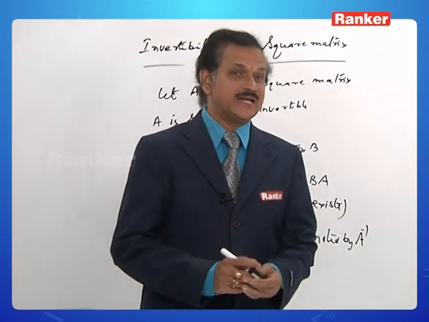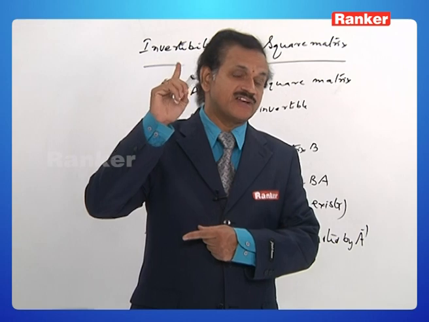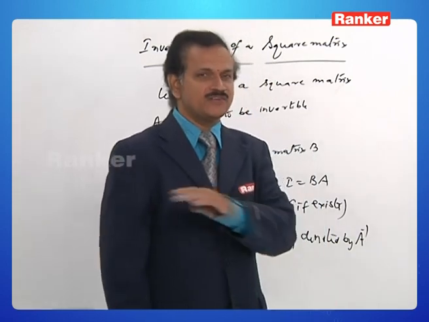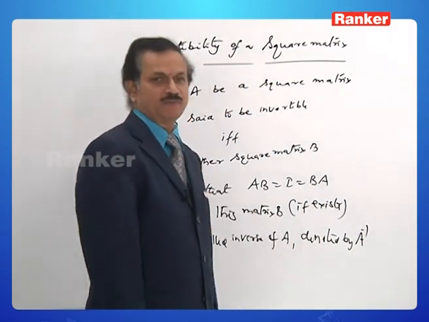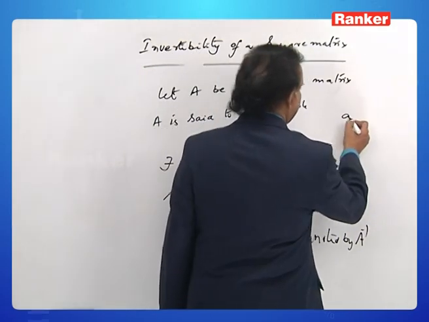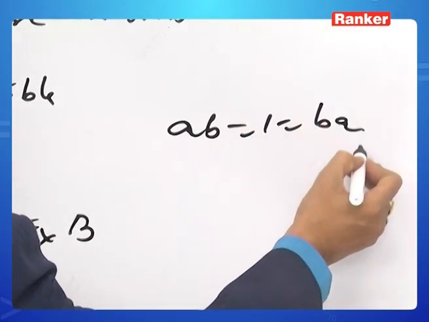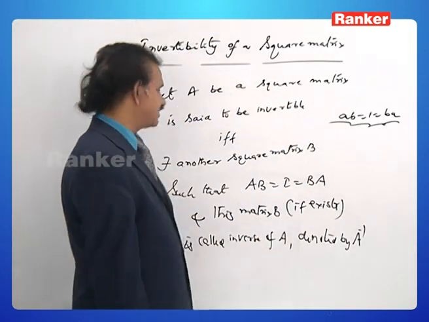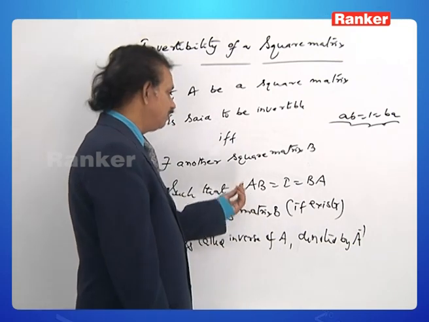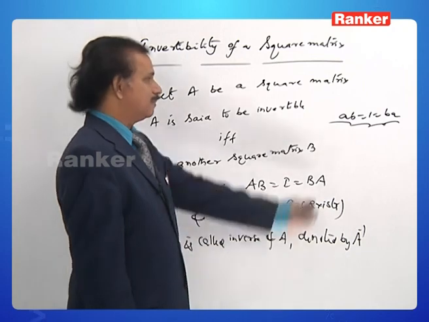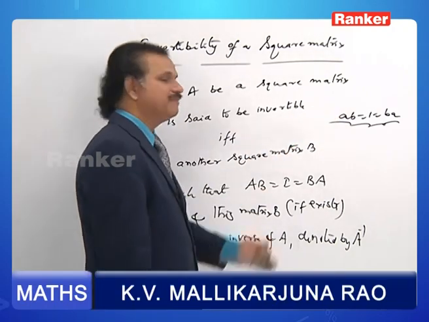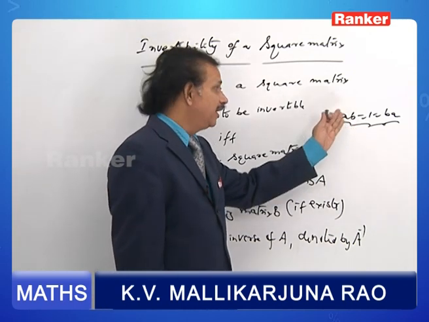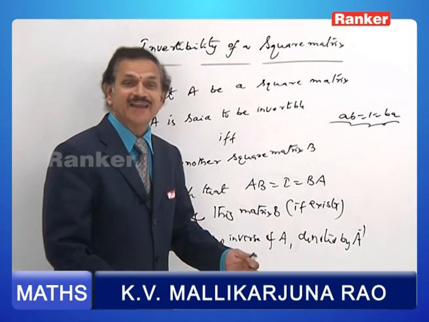My dear friend, you can recollect the definition of multiplicative inverse of real number system also. In that system, a non-zero real number A is said to be invertible if there is another real number B such that AB is equal to 1 is equal to BA. But in the case of matrices, A is said to be invertible if AB is equal to I is equal to BA. In the place of 1 in the number system, we have I in matrices. Moreover, to have multiplicative inverse in real number system, A must be non-zero. But here A must be non-singular.